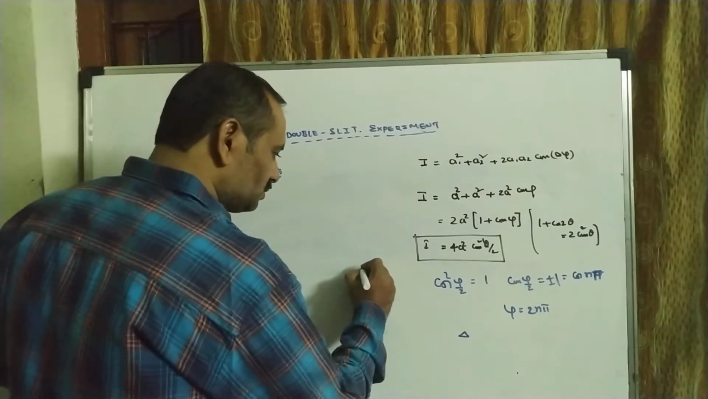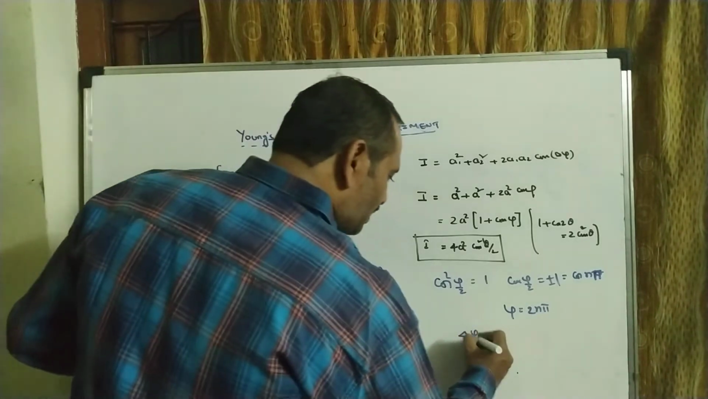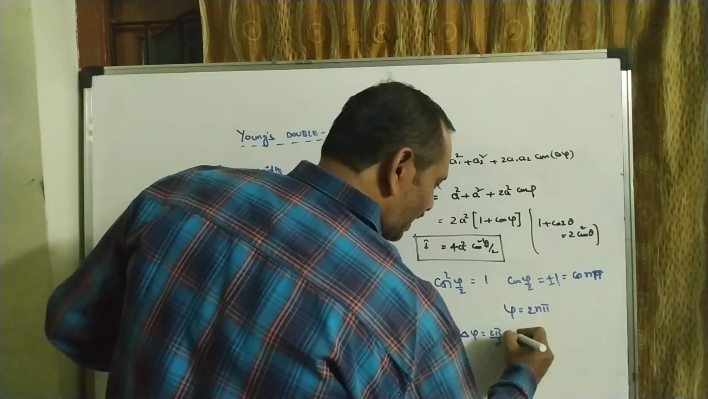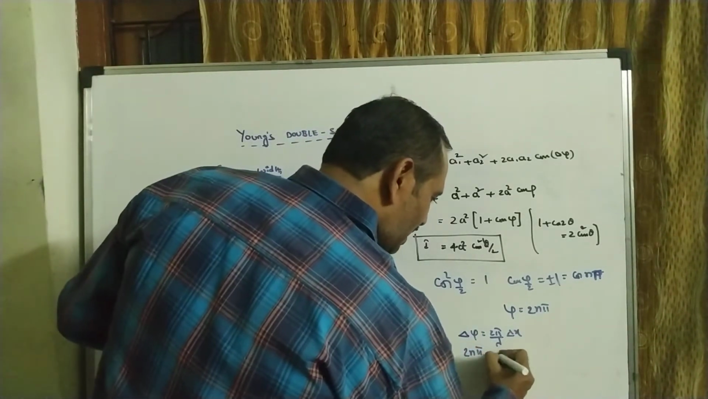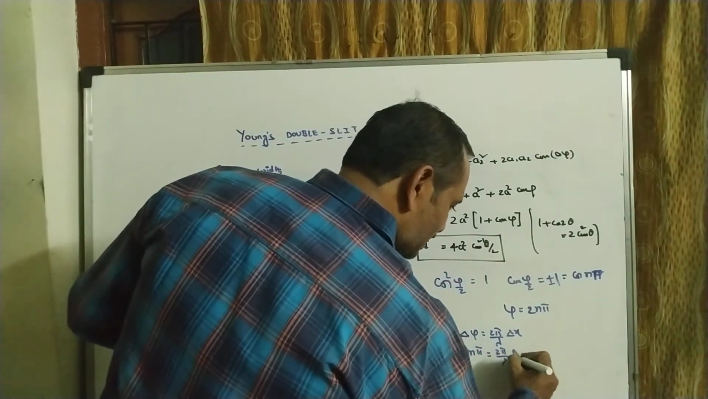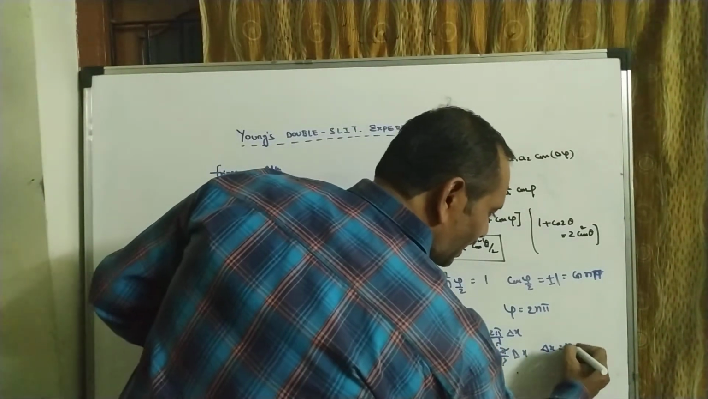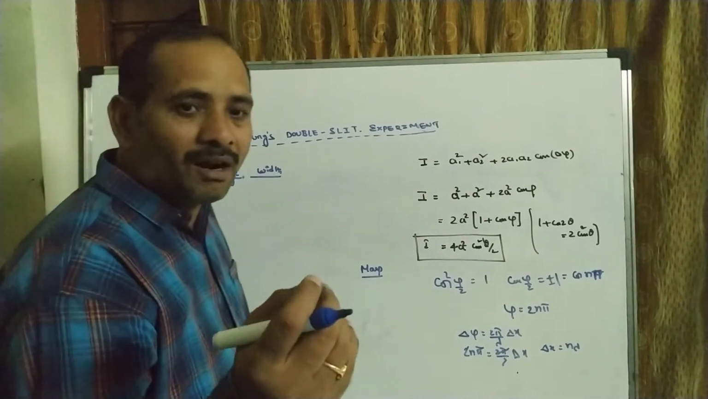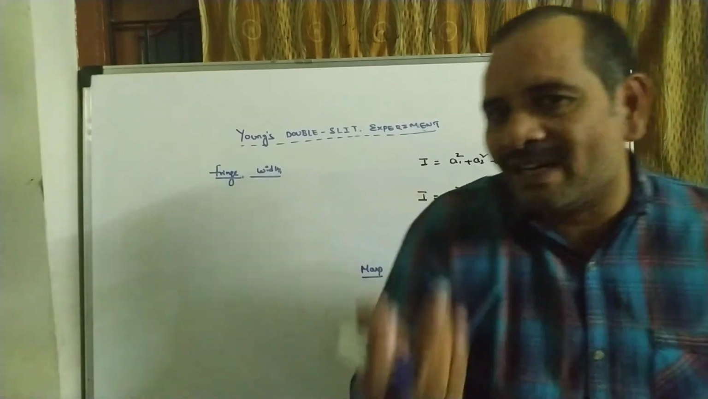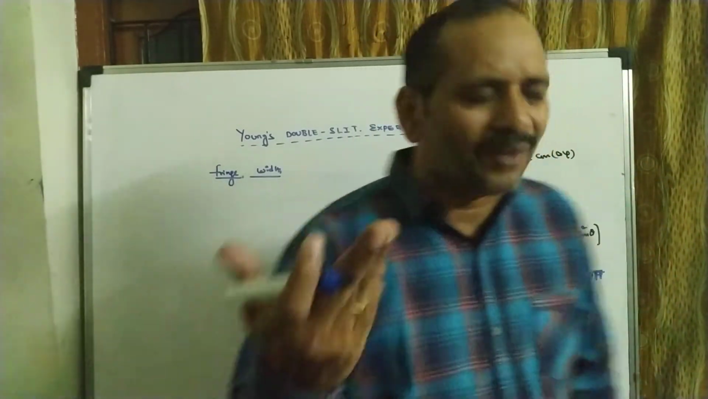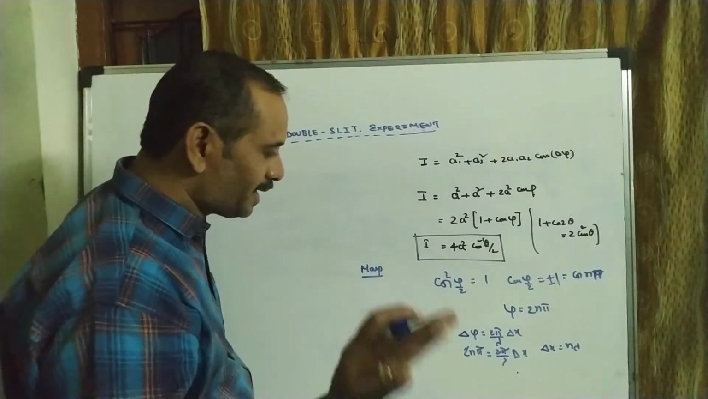maximum. Delta phi equal to 2 pi by lambda into delta x. That is 2n pi is equal to 2 pi by lambda into delta x. 2 pi gets cancelled. Delta x equal to n lambda. Condition for maximum path difference. Third bright band maxima, 3 lambda. Fifth bright band maxima, 5 lambda. Path difference.